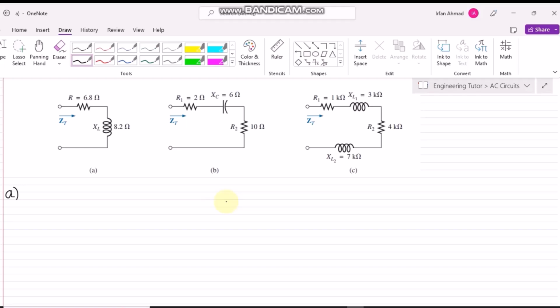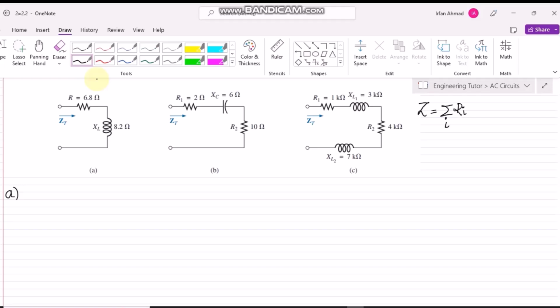Before solving this circuit, let us formulate a general strategy which we are going to follow. Suppose we want to calculate the impedance in any circuit, what we have to do is add all the resistances which are in this circuit, and sum them together. So Z equals all the resistances.